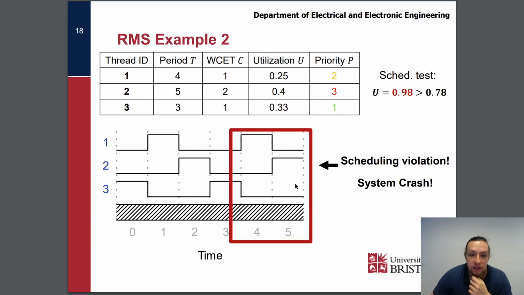So just extending that, the next time we can schedule it would be time 6, right? But this is out of our period here. So we've violated the scheduling requirements. And the system will crash because we haven't issued our thread enough compute units worth of time on time, right? Within the 5 periods that we're looking at.